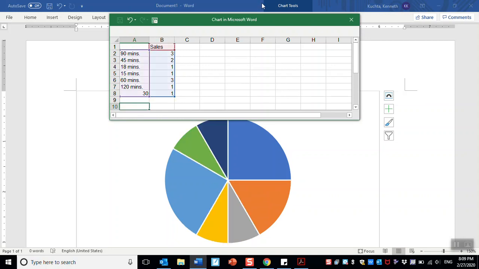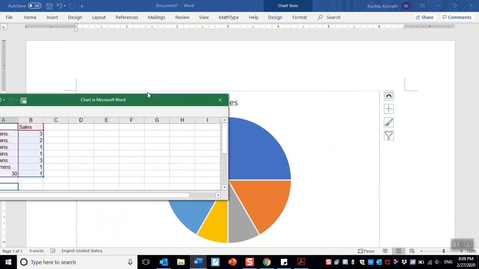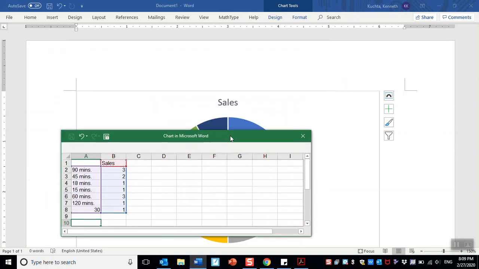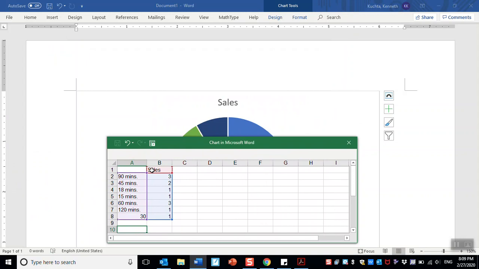Okay, so does this look a little bit better? Does this graph look better? It looks better, right? But this is saying sales. Well, my question was not about sales, was it? My question was, how long does it take you to get to the airport, right? So I got to change that right here.